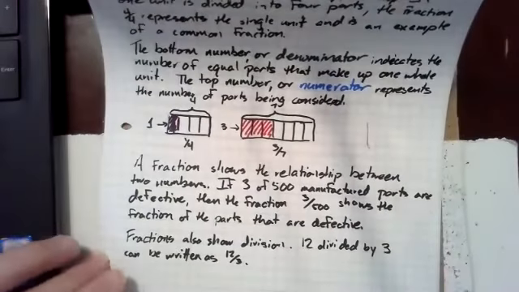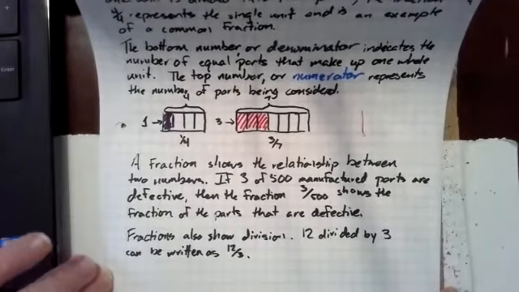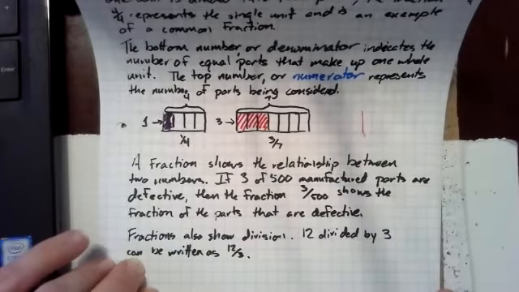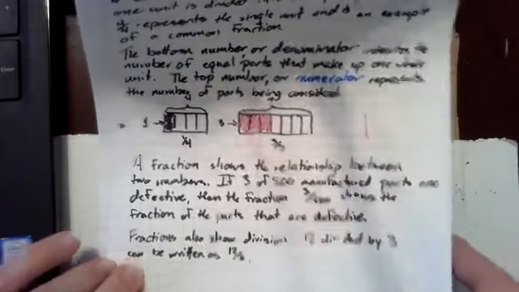A fraction shows the relationship between two numbers. If 3 of 500 manufactured parts are defective, then the fraction 3/500ths shows the fraction of the parts that are defective. Fractions also show division. 12 divided by 3 can be written as 12/3 or 12 over 3. Either one is acceptable.